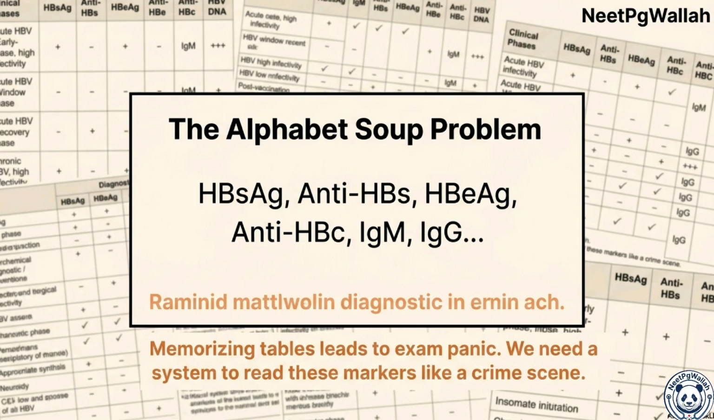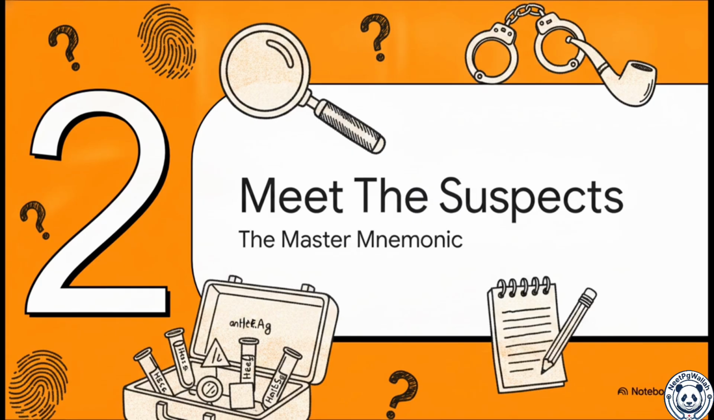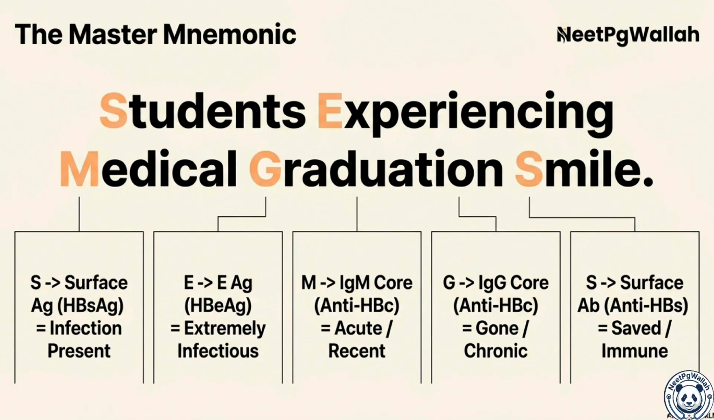So we don't need a better memory for this. We need a system. We need to learn how to read these markers logically. That brings us right to Section 2, Meet the Suspects, where we'll learn about our master mnemonic, SEMGS. Say hello to your new best friend. It's a master mnemonic called SEMGS. Basically, it stands for Students Experiencing Medical Graduation Smile. It's incredibly simple, sure, but it organizes every single marker you need to know in exactly the right order. SEMGS.